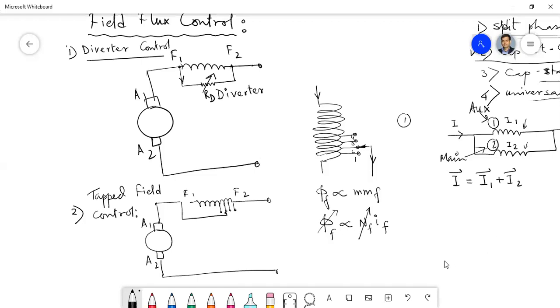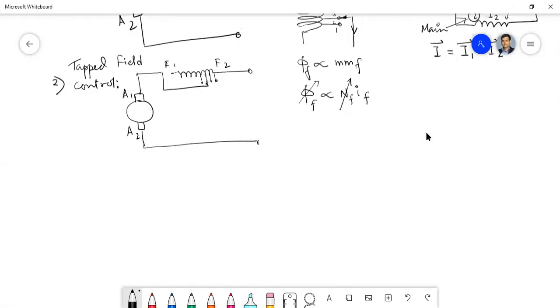Okay, now there are other options by which we can control that: series parallel control. Suppose we have two coils, two parts of a field coil.